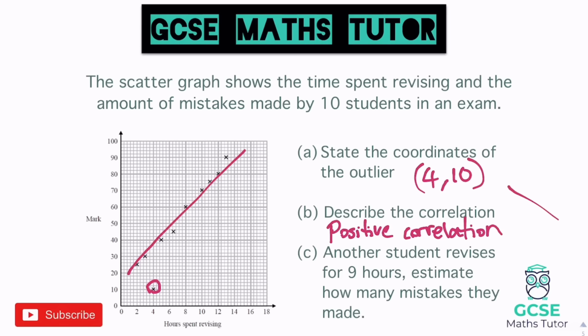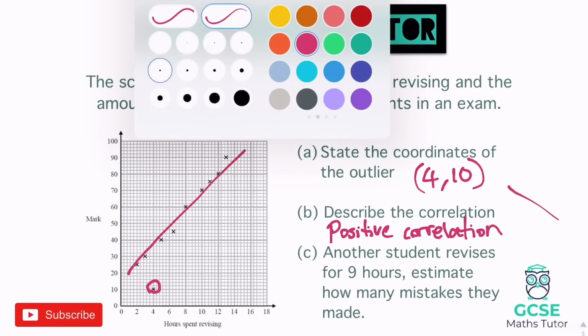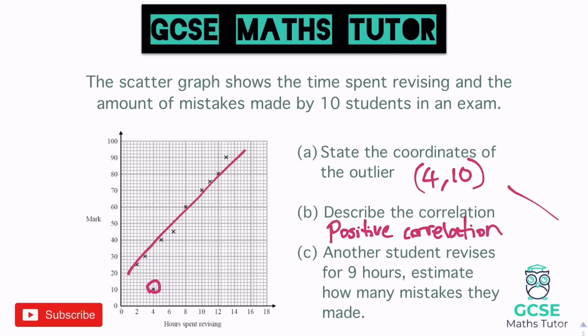And the final part of this question, it says, another student revises for 9 hours, estimate how many mistakes they'll make.